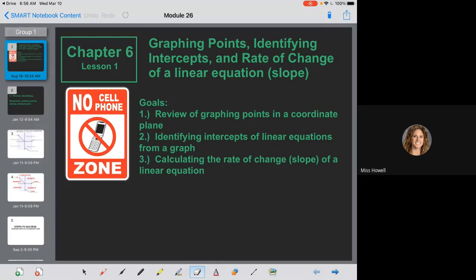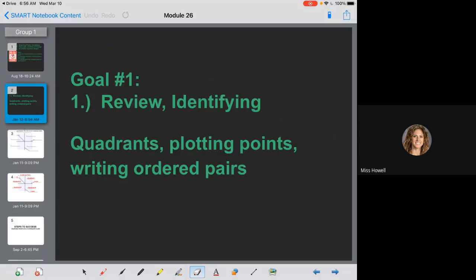If we have a basic idea of these three tasks, then the remaining portion of our chapter will be easier. We'll have a better understanding of what we're looking for when we graph our linear relationships. So for today, we're going to start with how we go about graphing a point in a coordinate plane and writing an ordered pair from a point in a coordinate plane.